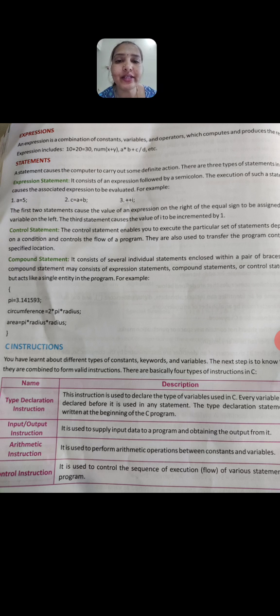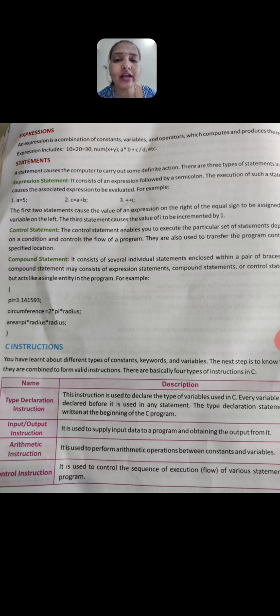First, expression statements. An expression statement is an expression followed by a semicolon. For example, see here they have given a equal to 5, and after writing 5, they have written a semicolon. The expression which ends with a semicolon, we call an expression statement. Then the control statement. Control statements enable you to execute a particular set of statements depending on a condition and control the flow of a program.